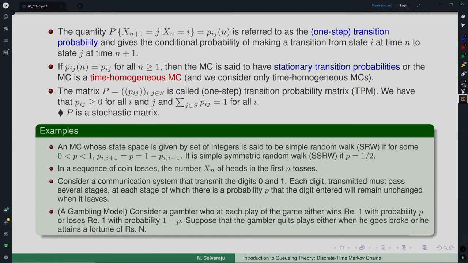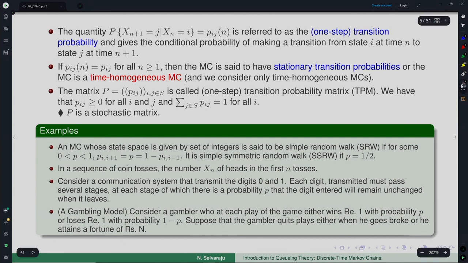Now, more examples. For example, consider a communication system that transmits the digits 0 and 1. Each digit transmitted must pass through several stages, and at each stage, there is a possibility that the digit will get changed with probability p, or it will not be changed with probability 1 minus p. So, what the digit will be in the next stage depends only on the current one; either it will remain the same or it will get changed. What was there some 10 stages before does not matter.